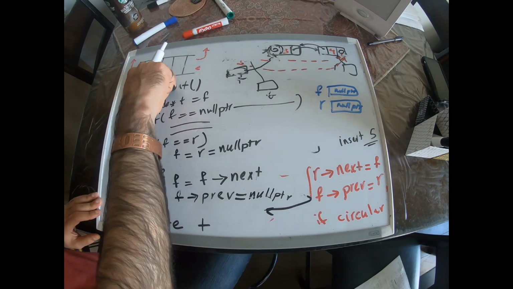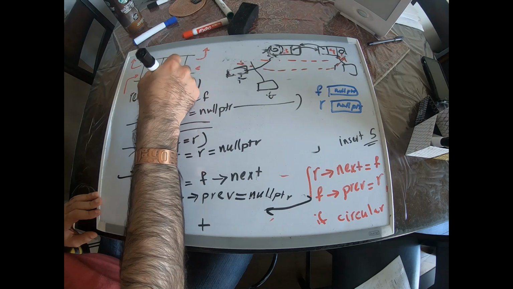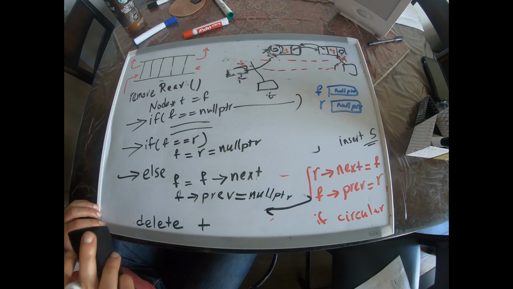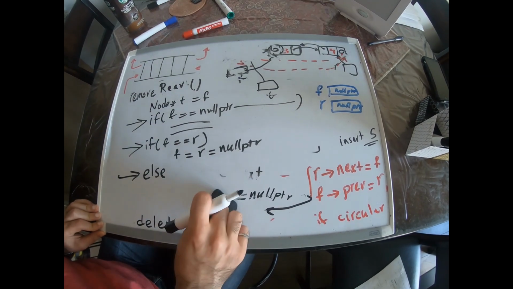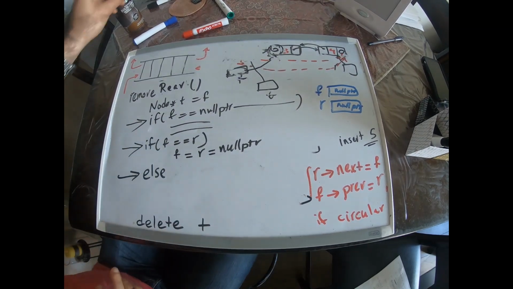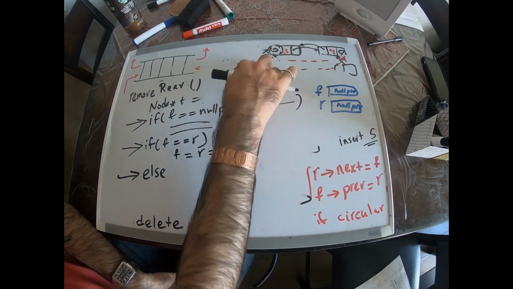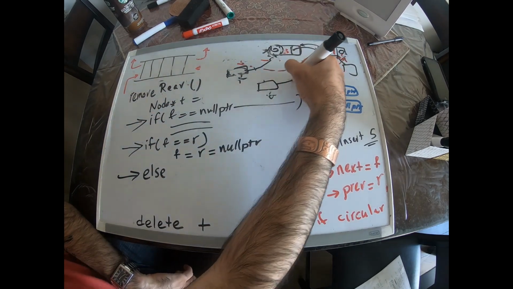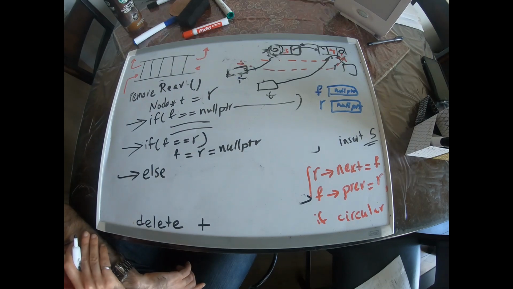Now, finally, remove rear. Okay, so for the remove rear, I'm not gonna change anything here. I'm only gonna change this part. It's that easy, right? So here, this is gonna be the start. Now we want to remove the rear, so we make this temporary pointer pointing to the rear.